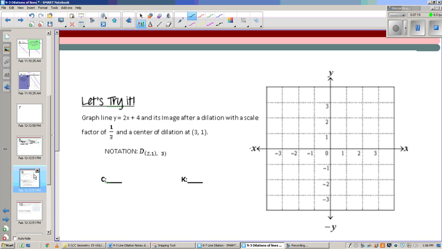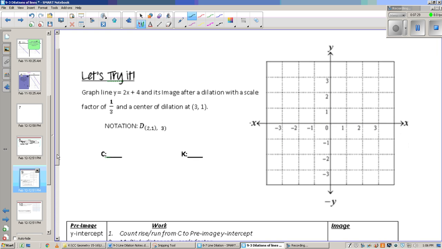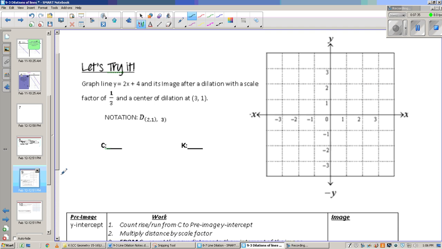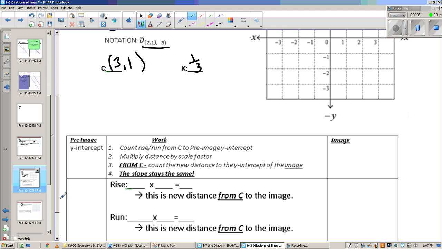Okay, so now let's go ahead and try it. How do I actually figure out where the line is going to be? The procedure is going to be very similar to what we've done the last couple of days with dilation of figures. So here's the question. Graph the line y equals 2x plus 4 and its image after a dilation with a scale factor of 1 over 3 and a center of dilation at positive 3, positive 1. Here's the notation. The center is (3, 1) and the scale factor is 1 over 3. It's pretty much the same procedure.